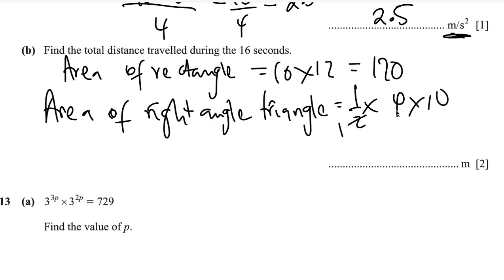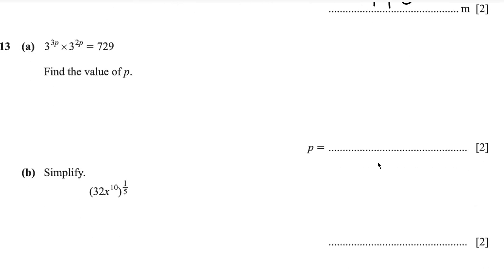So 2 goes into itself 1, 2 goes into 4, 2. 2 times 10, 20. So that's going to be 120 plus 20, and that's 140 meters, right? So that's the total distance. So anytime I give you a speed-time graph, the area under the graph is the distance covered, right?